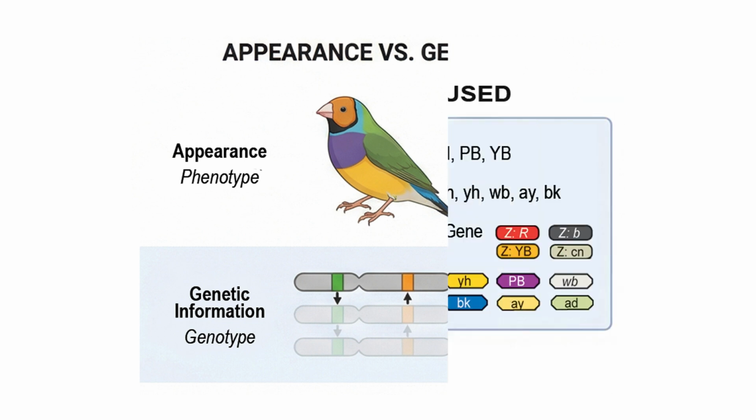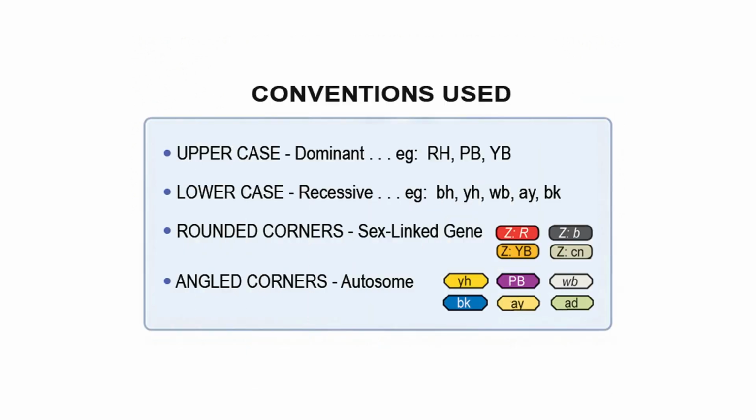Now, let's look at the conventions used for genetics of Gouldians. An abbreviation in uppercase indicates that it is dominant. For example, red head or purple breast and yellow back. An abbreviation in lowercase shows that this is recessive. For example, black head or yellow head or white breast or Australian yellow and blue backed.